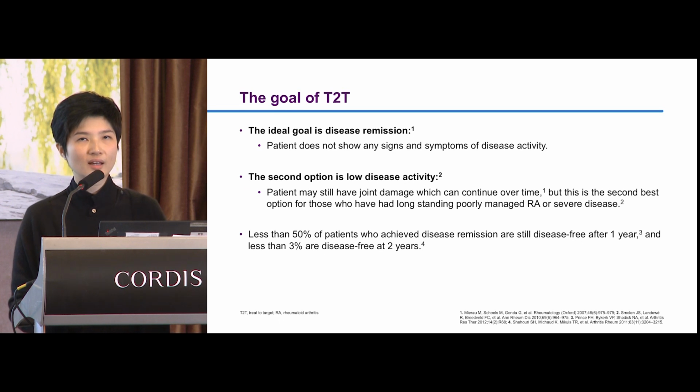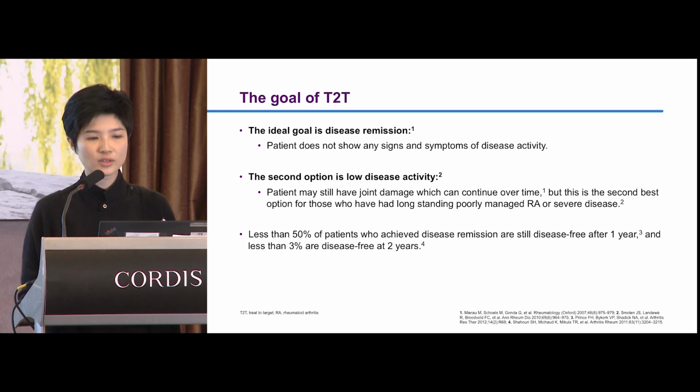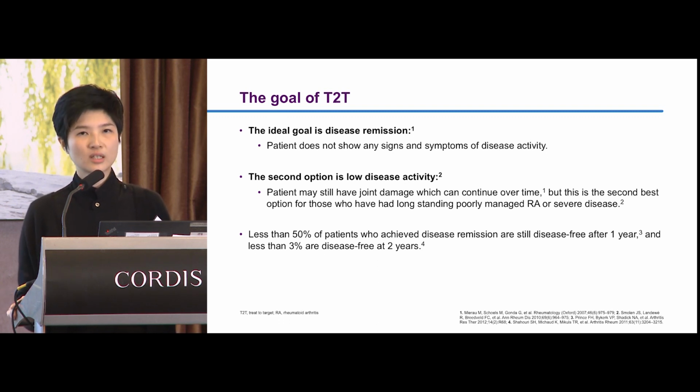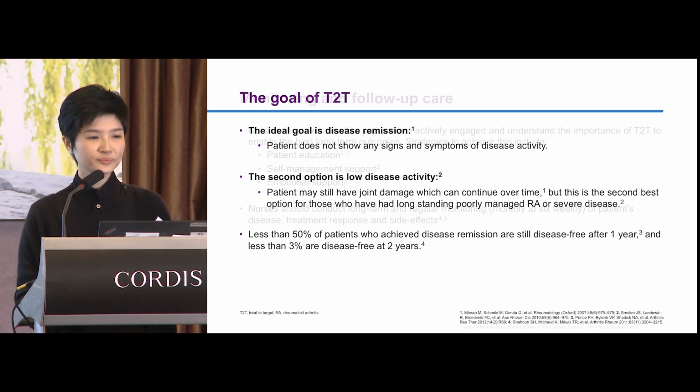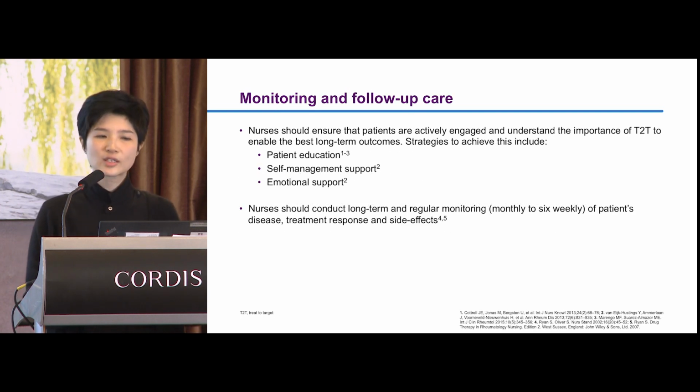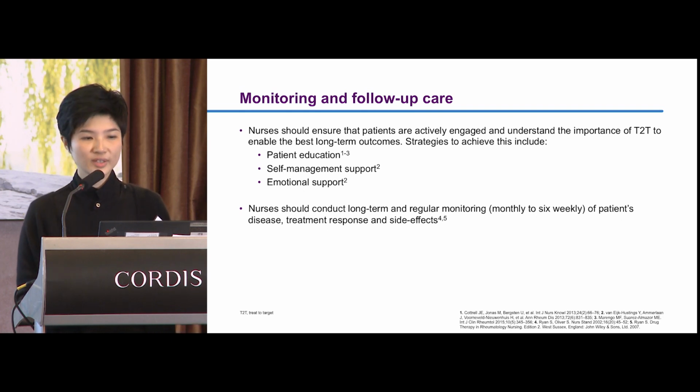It shows just a minority of patients can maintain sustained remission. In one study, less than 3% of the RA patients were disease-free at 2 years. That means if we want our patients to maintain long-term disease remission, then we need to use the T2T management approach. So what is the role in monitoring and follow-up care?